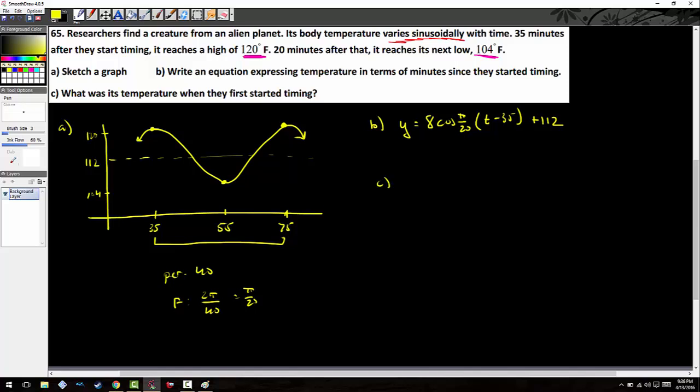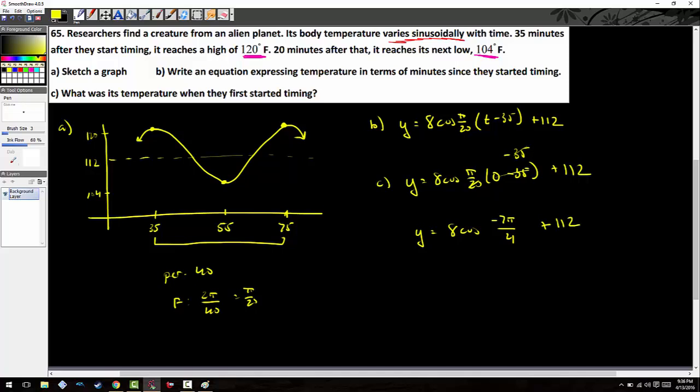Part C. What was its temperature when they first started timing? Well, when they first started timing, that means that time was 0. And now I just have to find out this value. So what's this value here? This is negative 35. Now be careful. It's negative 35 times the pi over 20. Now I can go ahead and slash these off because I can divide both of them by 5, giving me y equals 8 cosine. Well, 35 divided by 5 is 7, so negative 7 pi, and 20 divided by 5 is going to be the 4.